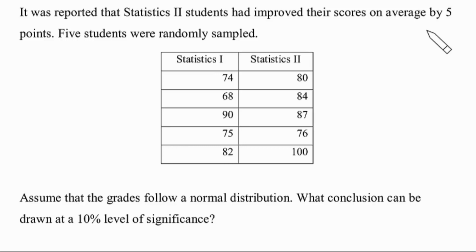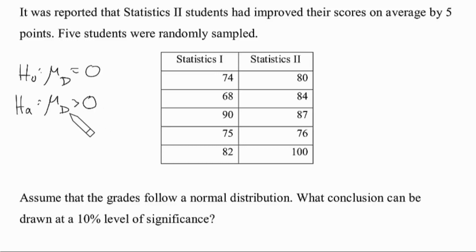Okay. Let's set up a null hypothesis that the difference between the scores is 0. And our alternative hypothesis would be that the mean difference ends up being positive. And by that, I mean that the Statistics 2 scores are higher than the Statistics 1. So I'm going to compute my difference this way.